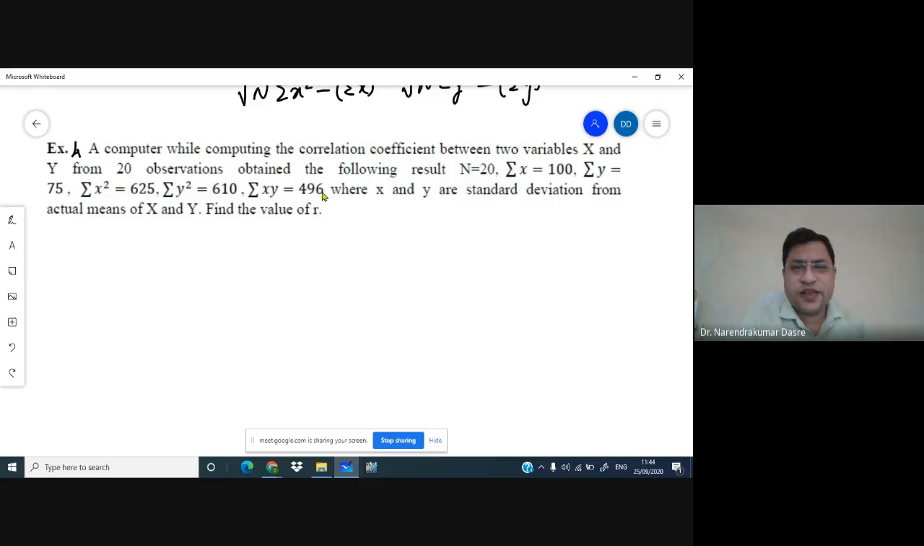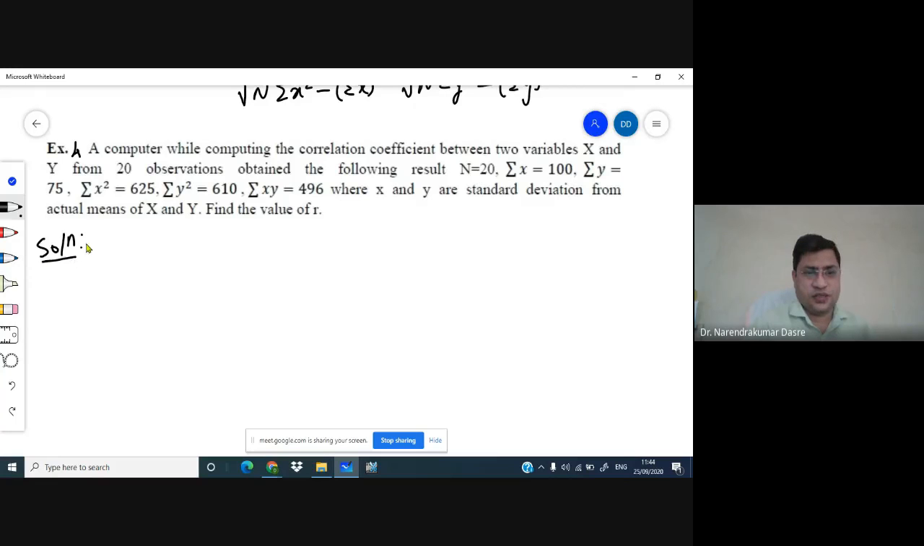So that means this is processed data. The processed data is n is equal to 20, summation x is equal to 100, summation y is equal to 75, summation x square is equal to 625, summation y square is equal to 610, and summation xy is equal to 496, where x and y are the deviations from the means of x bar and y bar. So find out the value of r. So already the data is processed, but we have to draw the final conclusion.